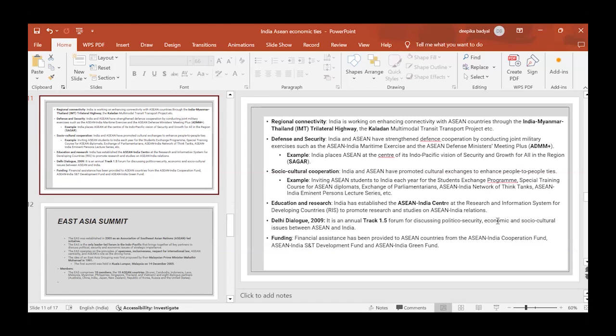And the other thing is defense and security. India and ASEAN countries have strengthened defense cooperation by conducting joint military exercises such as the ASEAN-India Maritime Exercise and the ASEAN Defense Ministers Meeting Plus. It is very interesting to see how India provides a platform to island nations such as Singapore. It provides bases for such countries to hold their military trainings, because obviously they are short in land area, right? So India places ASEAN at the center of its Indo-Pacific vision of security and growth for all in the region. It is also known as SAGAR.